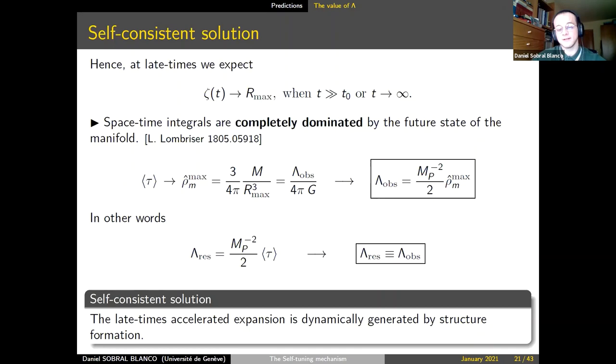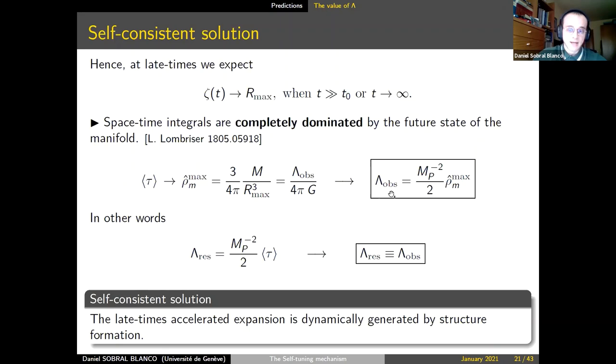So we can say that the late-time accelerated expansion is dynamically generated by structure formation, after assuming this picture where the different regions evolve independently and eventually grow up to some maximum radius. And this is of course an ideal case, because this is a very unstable picture: if the density is slightly smaller than the maximum density, this will grow forever, and if it is slightly bigger than this maximum density, the structure will recollapse in the future to a single point.